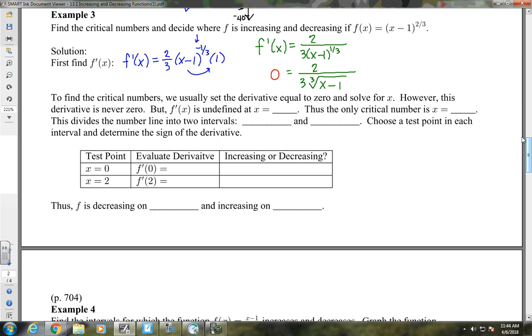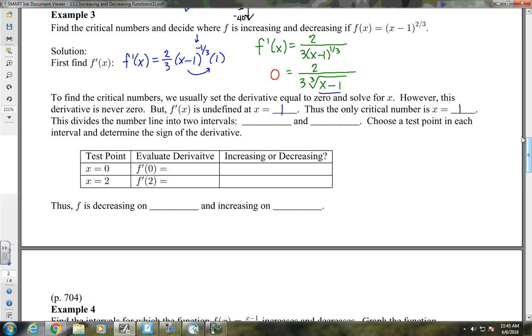However, I do have to pay attention to where it is undefined. It's undefined when the denominator is equal to 0. So we can clearly see by looking at that denominator that when x equals 1, this factor is 0, so my denominator is 0. Where my derivative is undefined is also considered a critical number. So the only critical number I'm going to have to look at here is x equals 1. Okay, so make yourself a note. Critical numbers occur where the derivative is 0 or where the derivative is undefined.